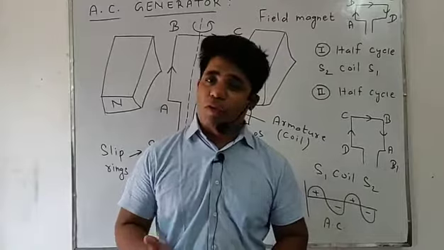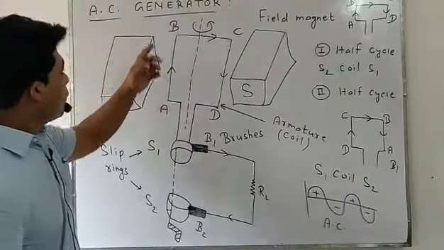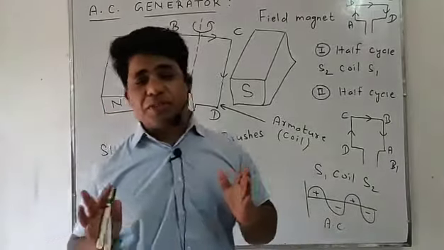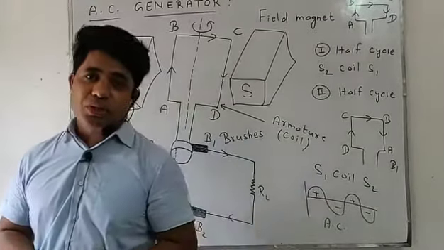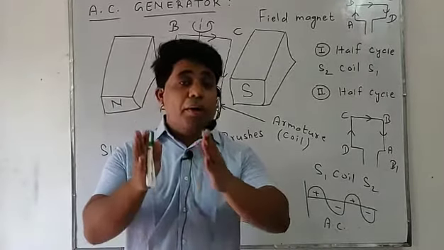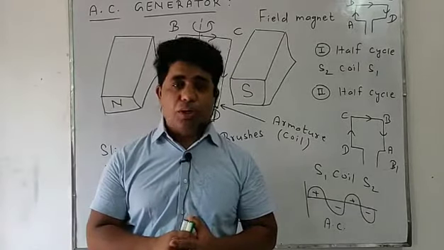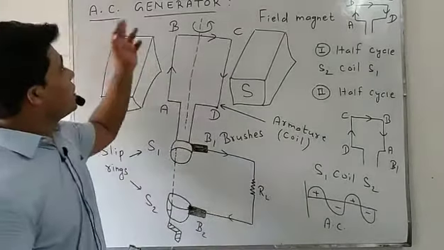Today we'll discuss one of the most important topics, the AC generator, the alternating generator. Okay, look students, first we'll discuss the definition. The device which produces alternating current. Actually it converts mechanical energy into electrical energy. Okay, that's why it is said to be an AC generator.